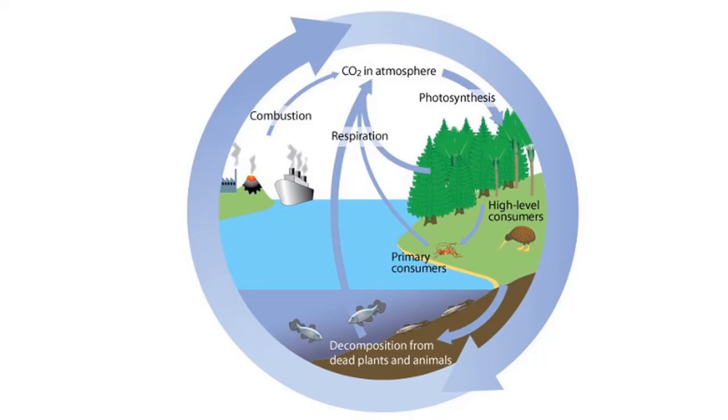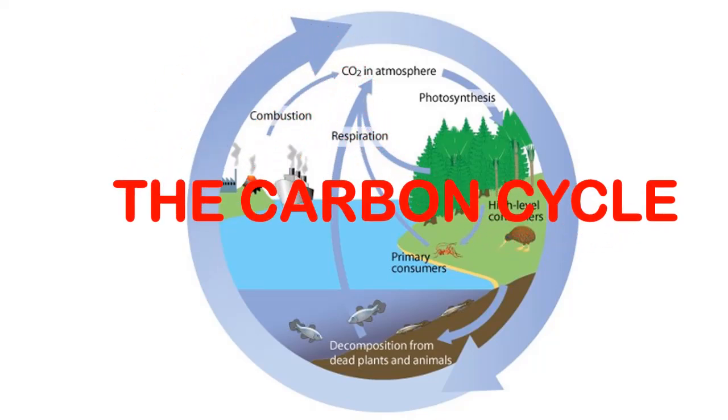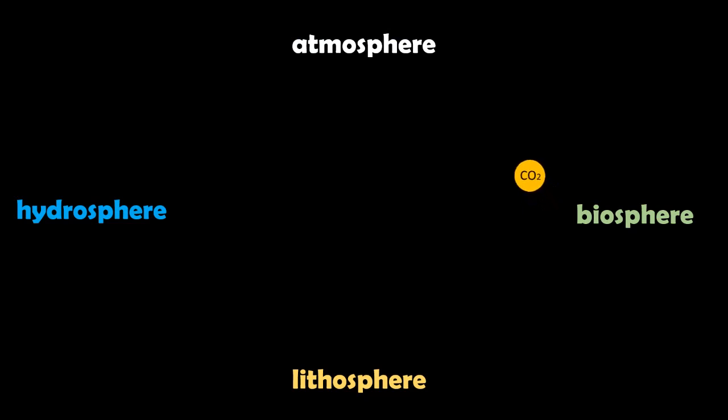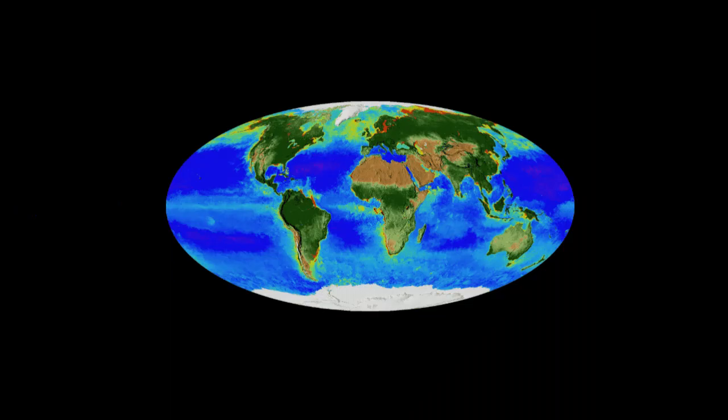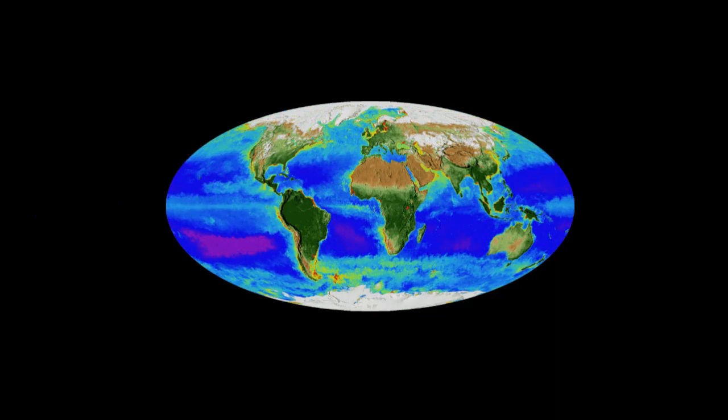The carbon cycle in nature. The carbon cycle is a crucial biogeochemical cycle that describes how carbon atoms move through Earth's biosphere, atmosphere, hydrosphere, and lithosphere. This cycle is vital for maintaining the balance of life, regulating Earth's climate, and supporting ecosystems.